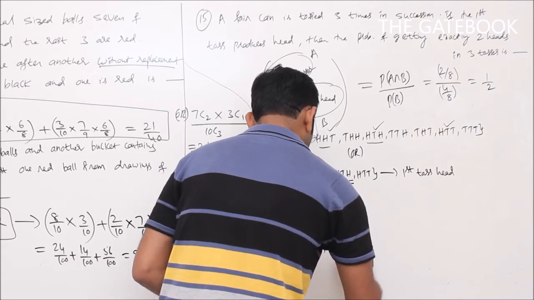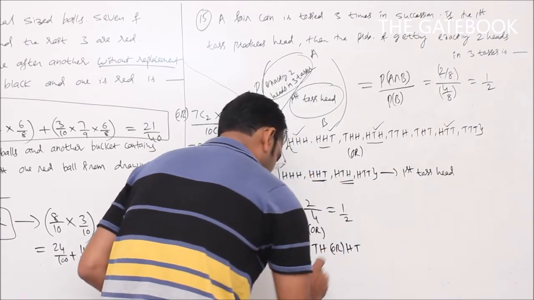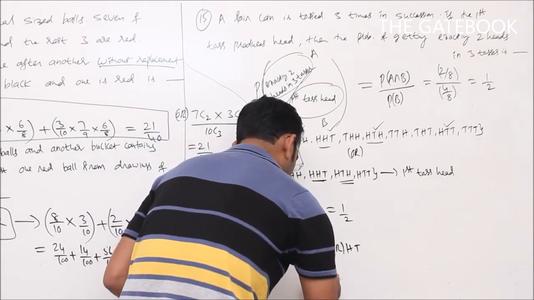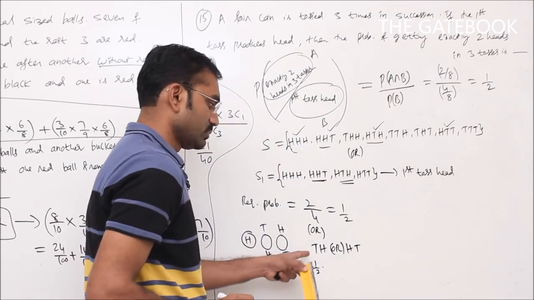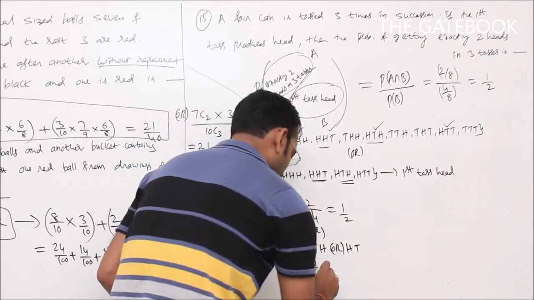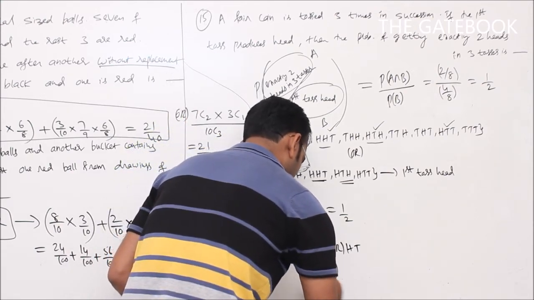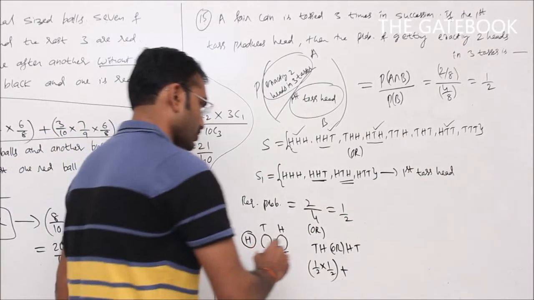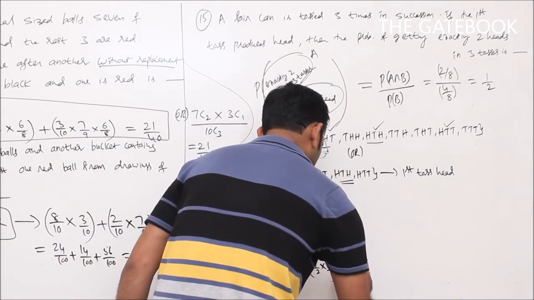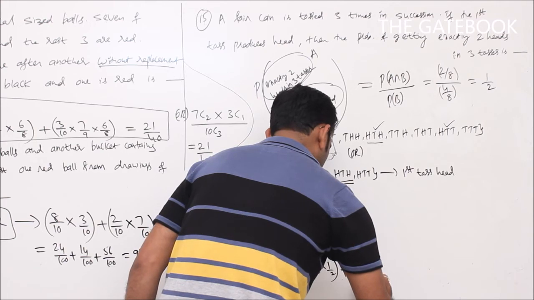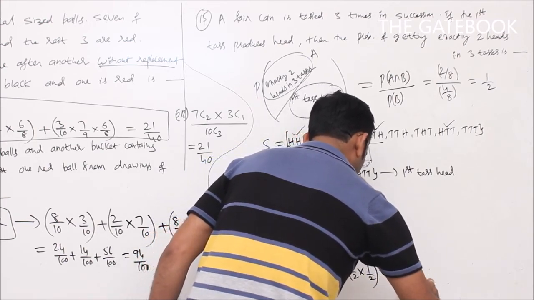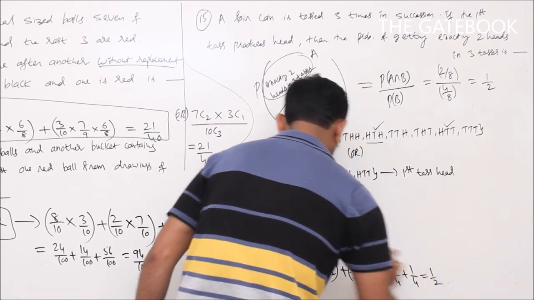Probability of getting these events TH or HT. For getting TH, the probability of getting tail is 1 by 2, multiplied by the probability of getting head, also 1 by 2, since these two events are independent. Or means we add, because these two events are mutually exclusive. Again probability of getting head 1 by 2, probability of getting tail 1 by 2. So we get 1 by 4 plus 1 by 4, which is equal to 1 by 2.